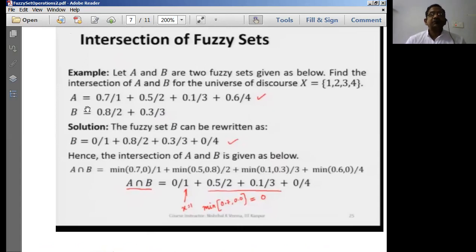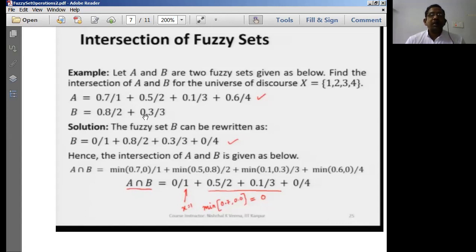A is taken as previously, whatever set we have taken, the same set has been taken. A is equal to 0.7 by 1 plus 0.5 by 2 plus 0.1 by 3 plus 0.6 by 4. B is the same as the previous one, 0.8 by 2, 0.3 by 3. Then how can we write B? Here the elements 1 and 4 which are there in A are missing in B. So therefore, we'll write the entire set by including those elements also.